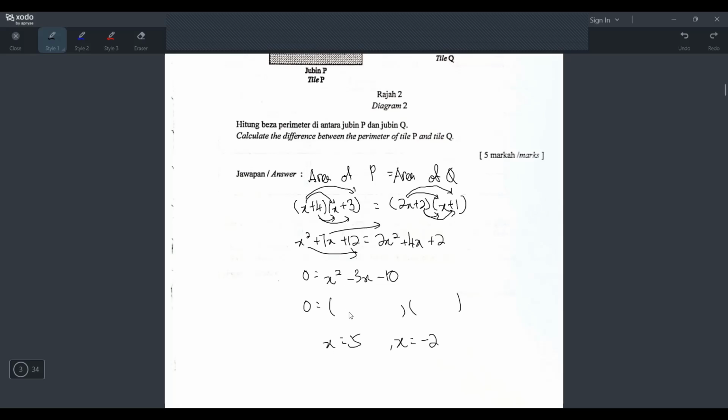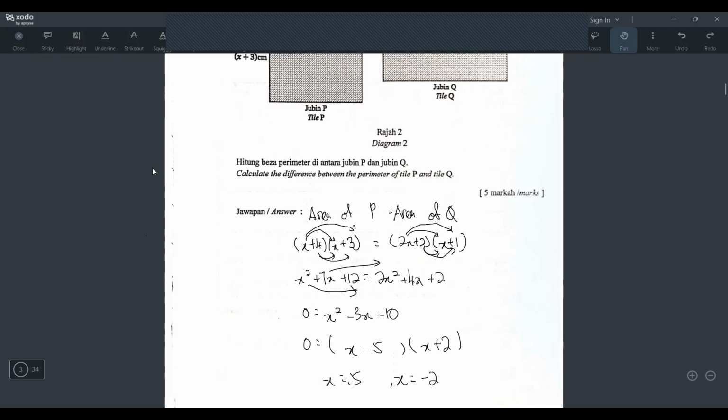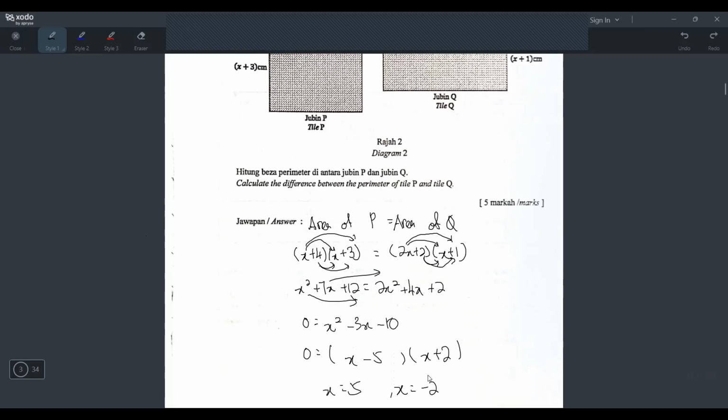And atas bracket, we have to write what? If it's positive 5, you have to tukar tanda jadi -5. If x -2, you have to write +2. All right? Okay, after you write this, now you know your x value, right? So what is your x value? 5 or -2? Okay, imagine if your x is -2, then your height will be -2 plus 3, which is 1, right?